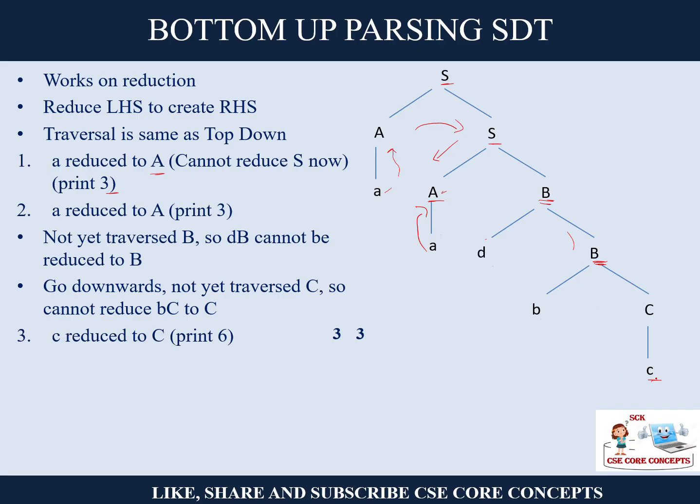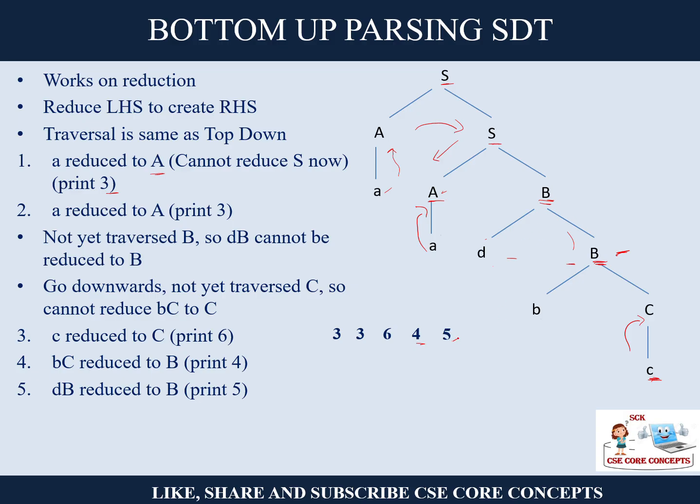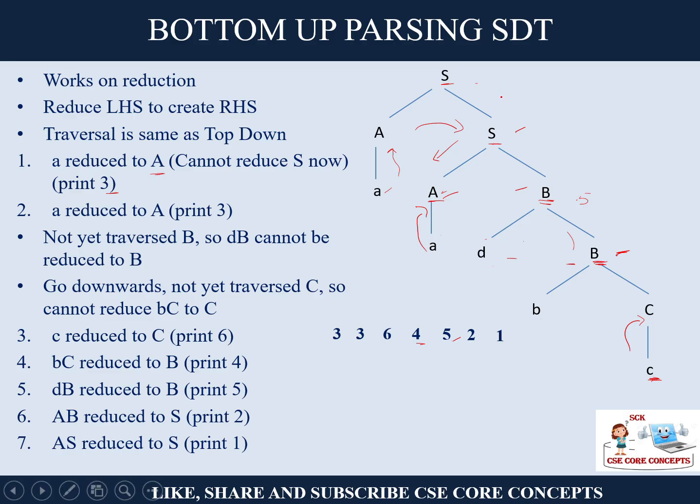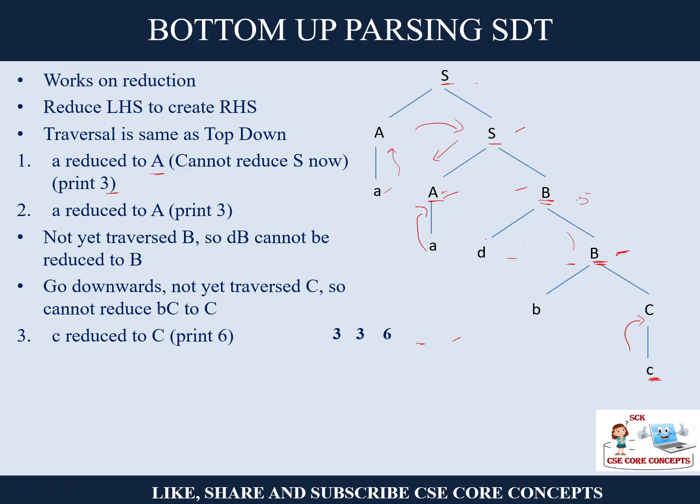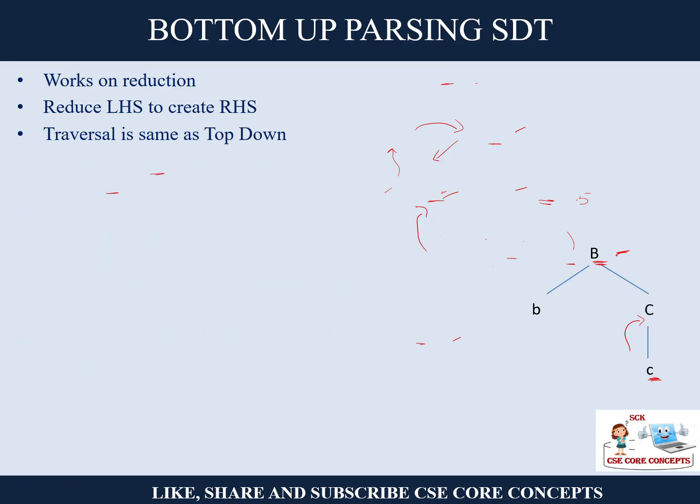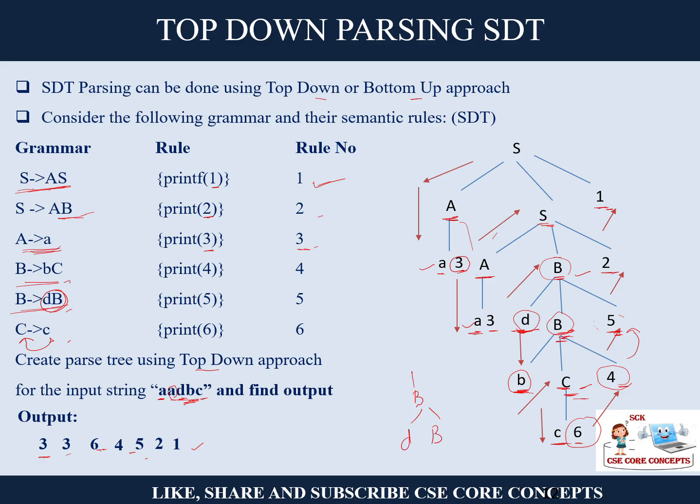For C you can print C. Then when you come up, B and C are traversed, so the rule for B and C is print 4. Now since this B is traversed, D and B will give you print 5. Then A and B will give you print 2. Understood? And this is your output. Then A and S will give you 1. So this is your output. There also we have not entered our 1, so here also I have shown you till 1.